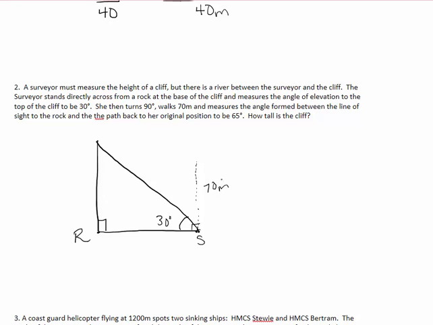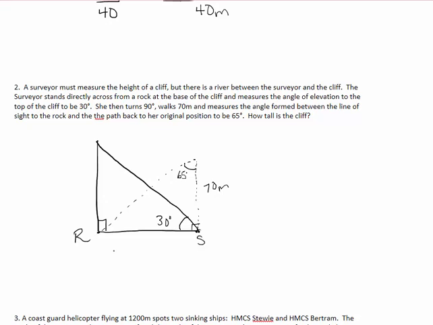from her new line of sight to the path back to her original position to be 65 degrees. So then we have this line of sight here, and this in here is 65 degrees. How tall is the cliff? So picture this dotted line to be flat on the ground. And that might help you.